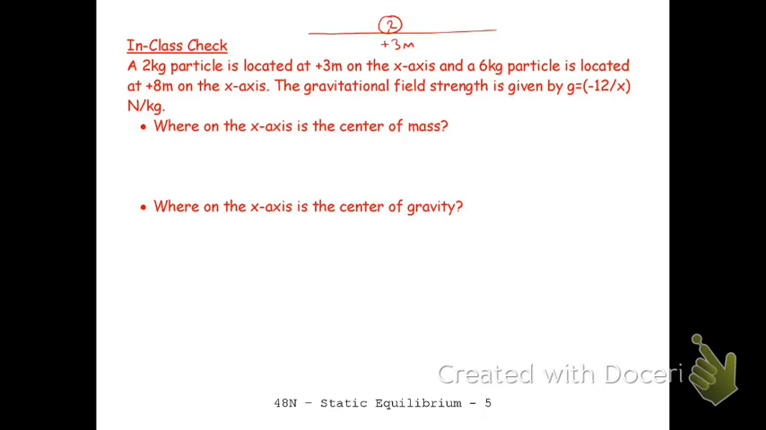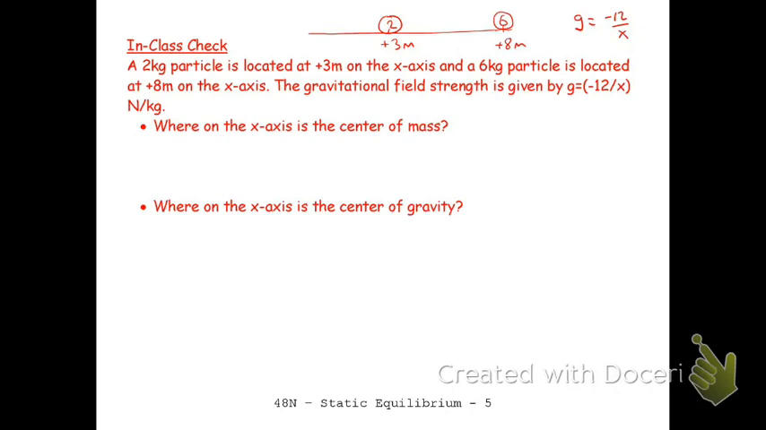And then a 6 kilogram particle is located at +8. So that's +8 meters, and that's 6 kilograms. And the gravitational field strength is given by G equals minus 12 over X. What do I feel about the minus 12? It means it's pointing in the negative direction, so we'll just work through it.